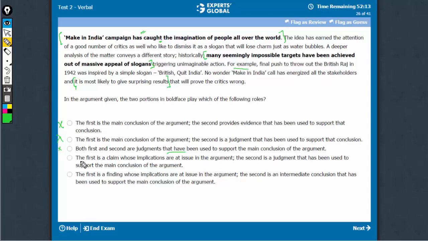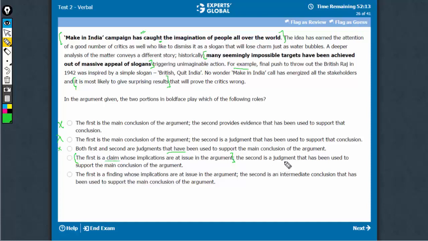So see, just what I was saying, this is a topic which is being analyzed. So this is a claim whose implications are at issue. So the first part is just bang on. This is exactly what the role of the first part is. It is a claim. Yes, it can be called a claim because it says it has caught the imagination of people. Some may think that it has not caught the imagination of people. Therefore, it is a claim. It is not a pure play accepted fact as such. So the claim is a good word here.